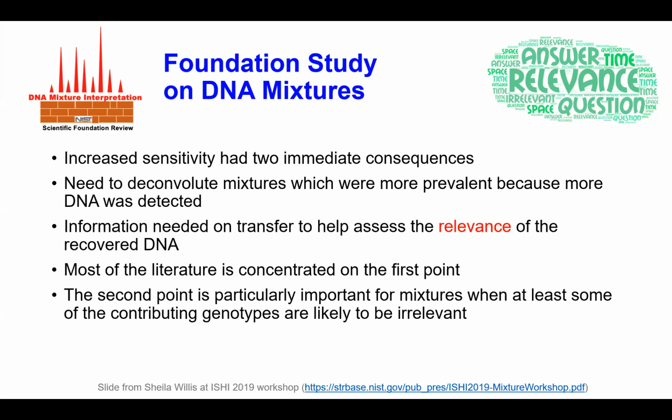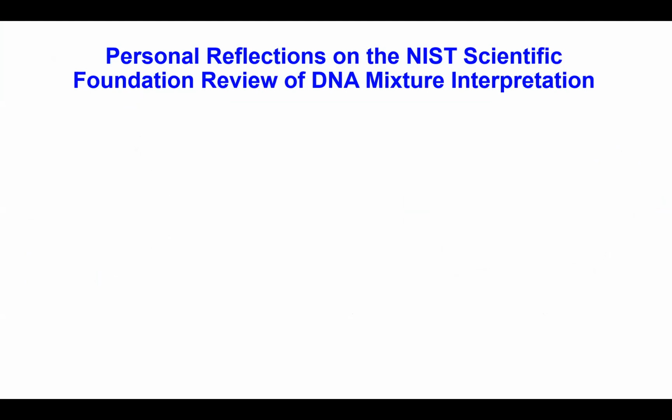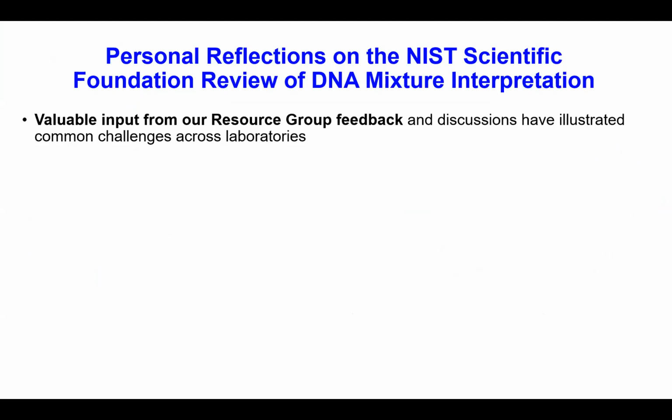So we've explored these aspects in this. As part of this foundation study, team member Sheila Willis has been looking at the literature on transfer and persistence. So we have a whole chapter that will examine issues surrounding relevance. We recognize that this is a challenging aspect and something new. There's been a lot of new literature in the last couple of years, and that's part of what we're pulling out as part of this study. When the report comes out, you'll see a lot more detail in the analysis of this. In the meantime, I encourage you to look at Sheila's slides that were part of the workshop done at ISHI.